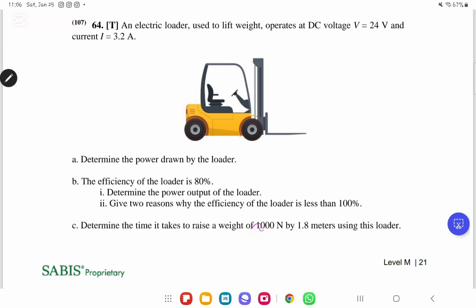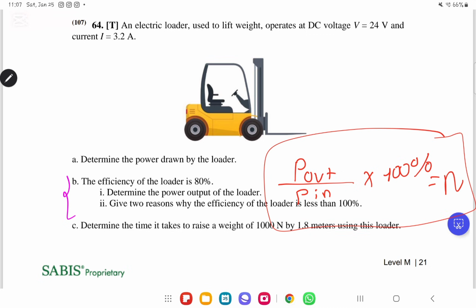Now, I don't think we're responsible for efficiency, but there's no harm in doing these questions. The efficiency of the loader is 80%. Determine the power output of the loader. Very simply, to find the power output of the loader, it is the power out divided by the power in times 100%, which is equal to efficiency. This is the equation we are going to be using. We've never taken it before. I saw it on the answers, so let me explain how we are going to use it.